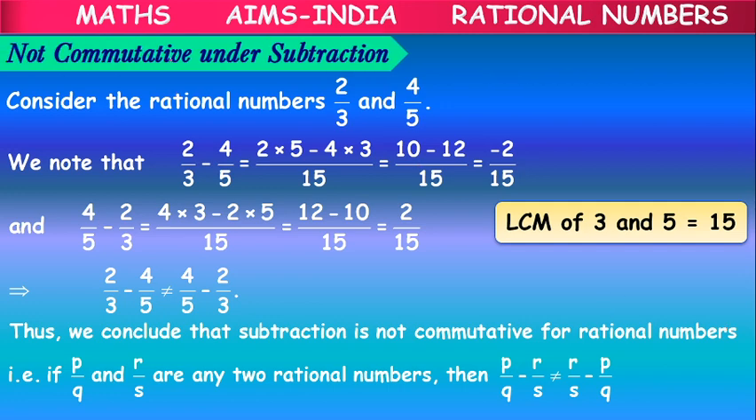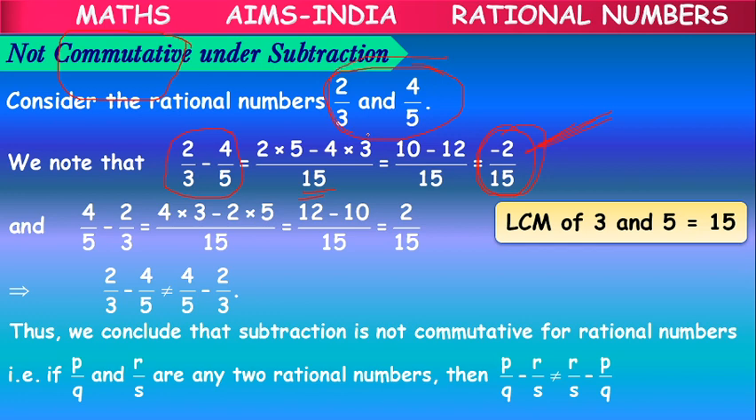Let's see another property, the commutative property. Commutative property means consider two rational numbers, 2 by 3 and 4 by 5. Let's take their difference, 2 by 3 minus 4 by 5. LCM is 15. 3 fives are 15, so 2 into 5 we have to write here. 5 threes are 15, so minus 4 into 3 we will write here. After simplification, what are we going to get? Minus 2 by 15, which is a rational number.